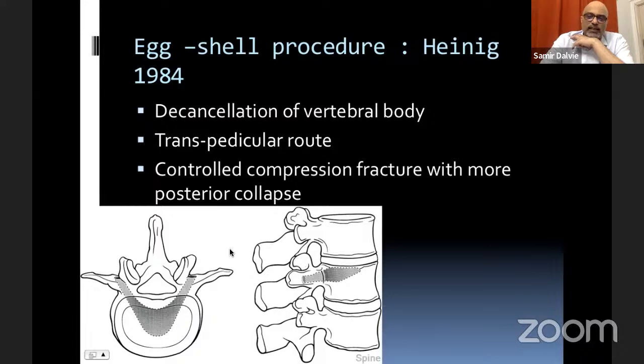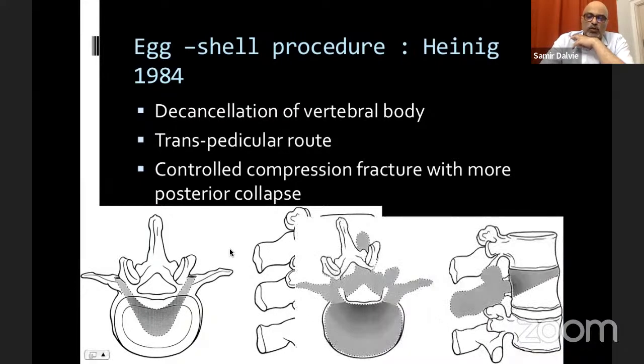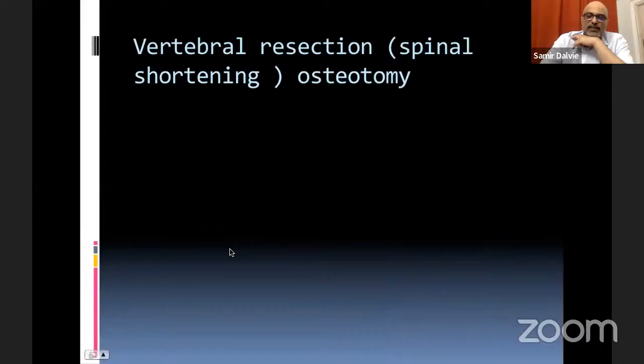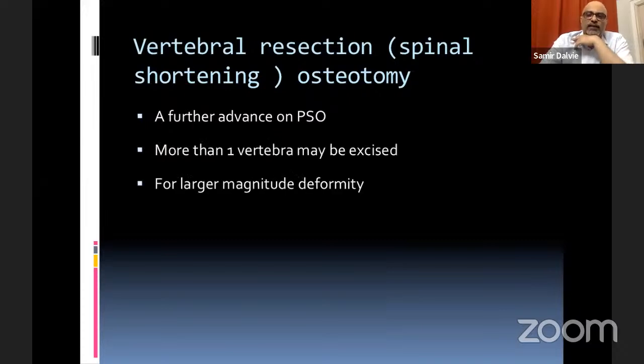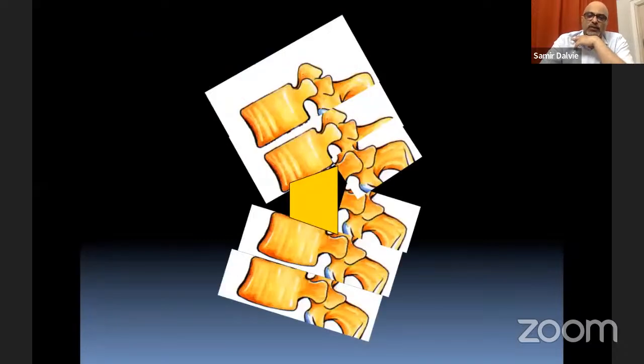And then you create a compression fracture with the implant. So we remove all of this and you do a compression fracture to create it. The next stage is a vertebral resection or a shortening osteotomy, where you excise the vertebra. So that is done like this.